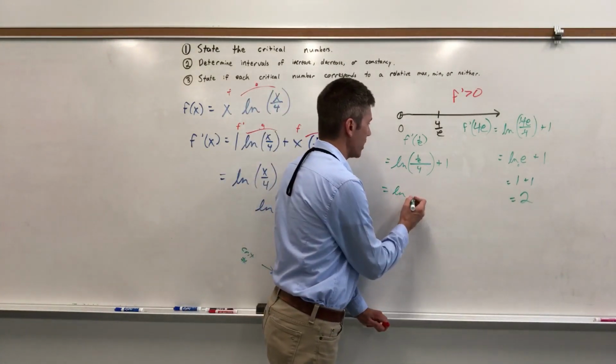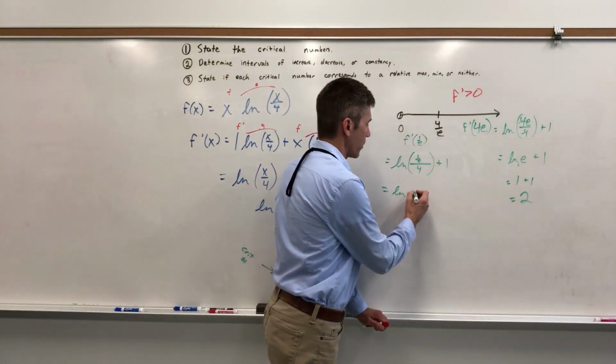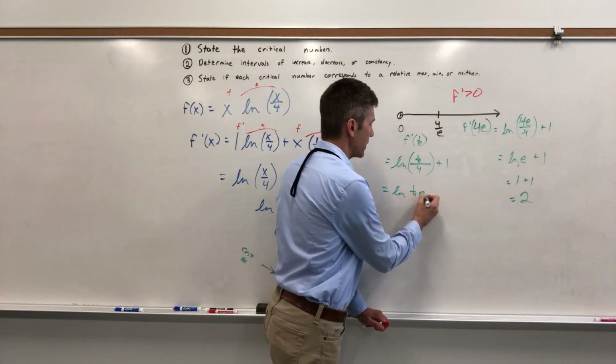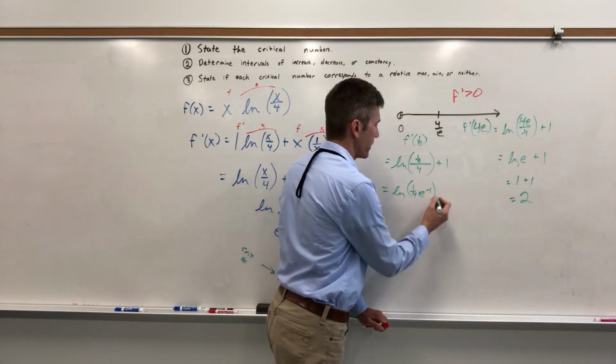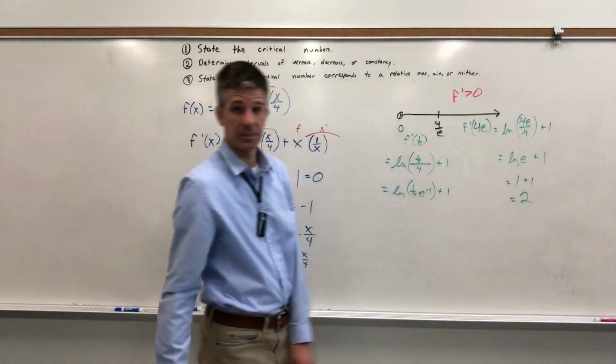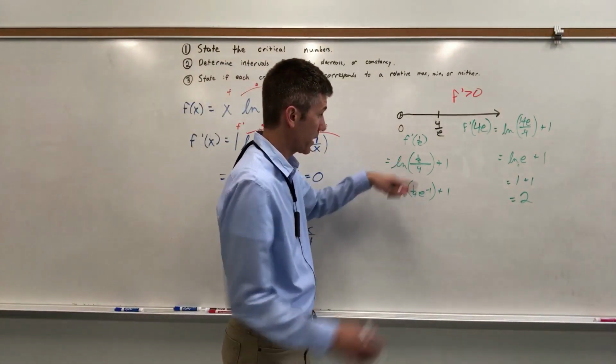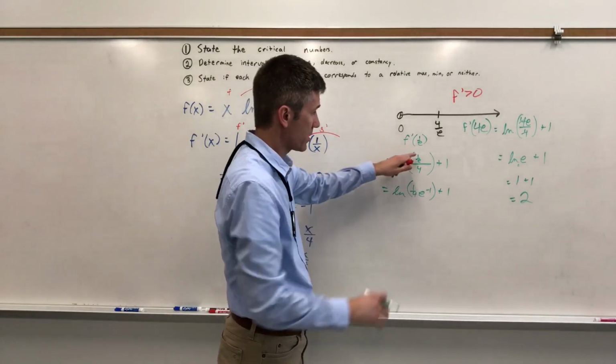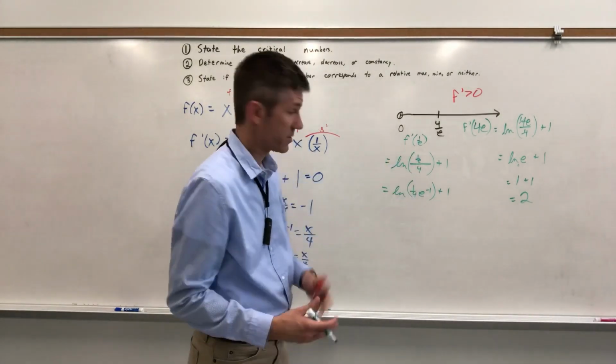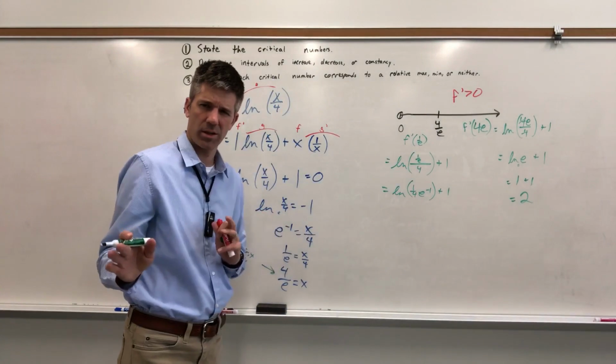Natural log of, I'm going to call it 1/4 e to the -1, and then plus 1. It's the same thing. This e is in the denominator. It's really e to the negative 1. This is really 1/4. It's the same thing. Do you need to see it?